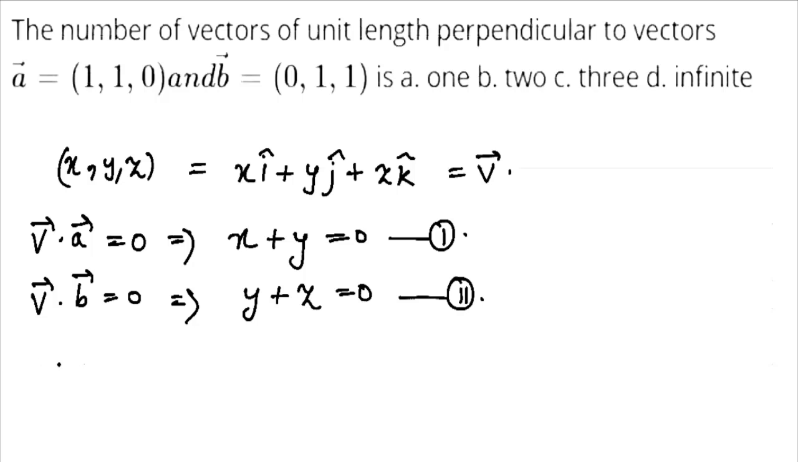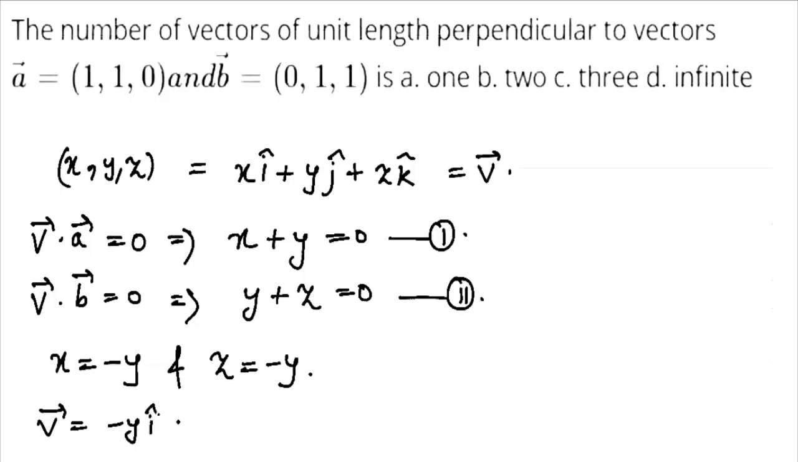So from these two equations, x equals minus y and z equals minus y. That is, v equals minus yi plus yj, not plus, a minus, because z is equal to minus y, so minus yk. So that is the vector v.